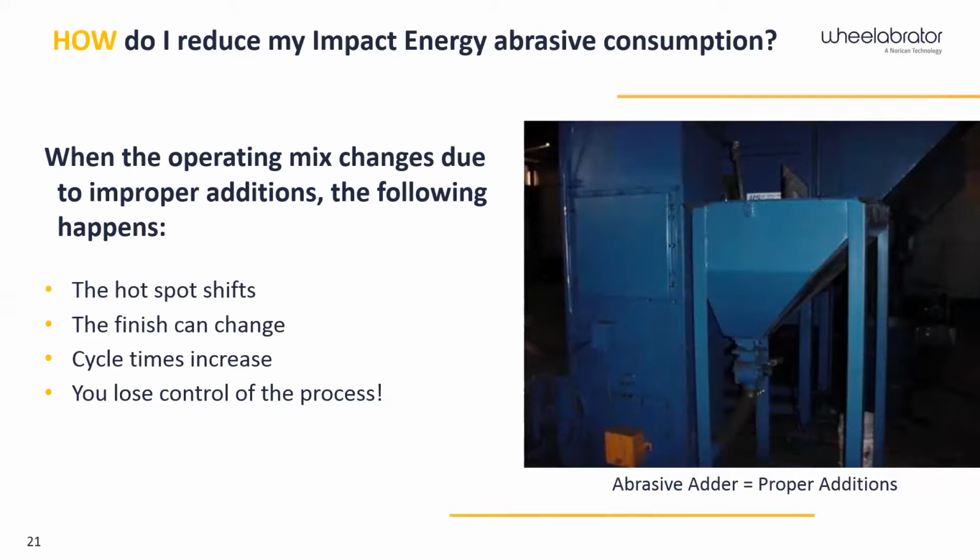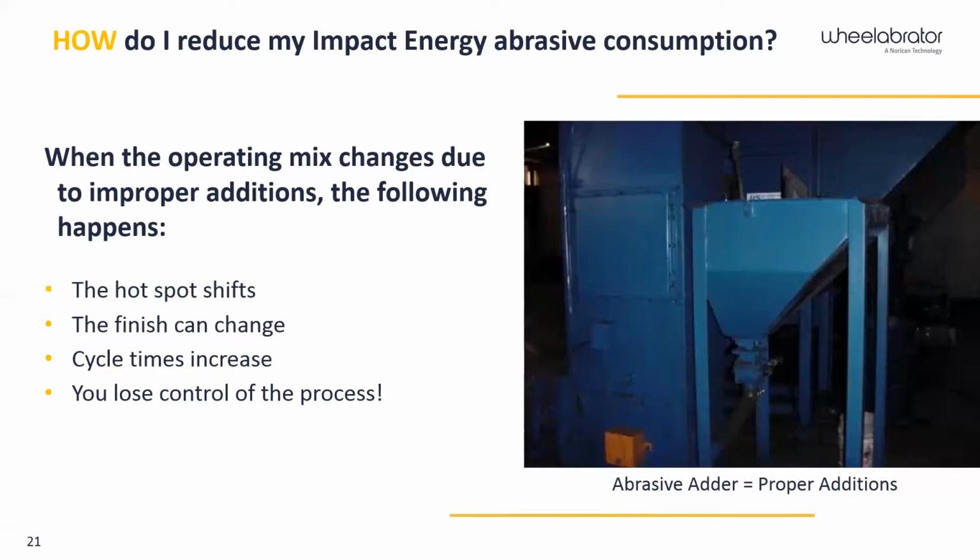Obviously, the finish on your parts is going to change. If you're slugging your machine with 390 shot, say, and then you let it break down to 230 shot, the finishes are drastically different. So you're going to have an up and down profile on your parts. Your cycle times will increase as that abrasive breaks down and gets to a non-effective size. It's not doing the job that it's intended to, so it takes longer. And most importantly, as we talked about earlier with labor, you're losing control of the process. It's just all over the place.